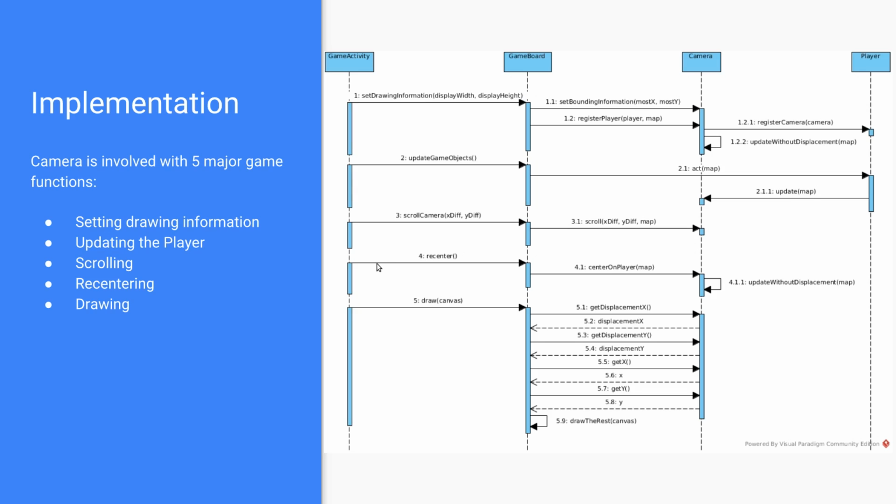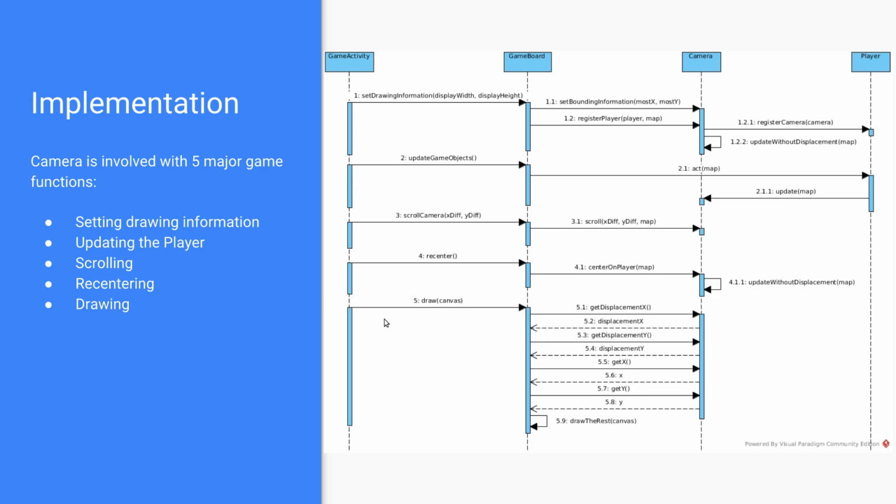Next is recentering. After you're done scrolling around, there will be a button you can hit on the screen, and it will recenter the camera on the player. Whenever this is done, the game activity calls recenter on the game board, and the game board calls center on player on the camera. What this does is simply update without displacement. So all that will do is center the camera on the player without any scrolling.